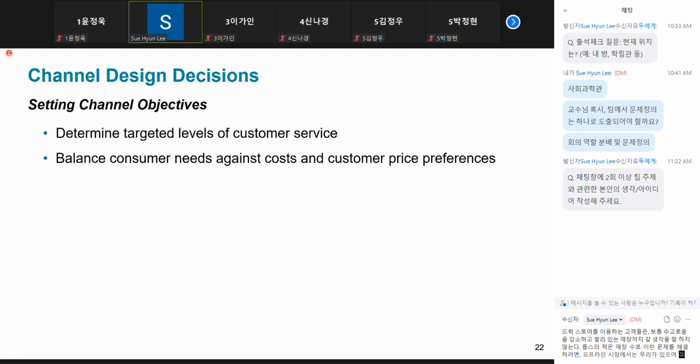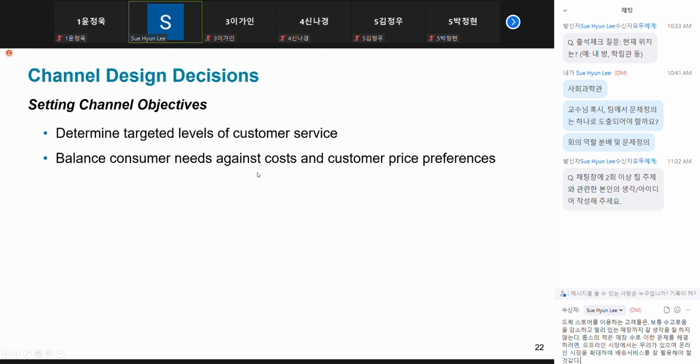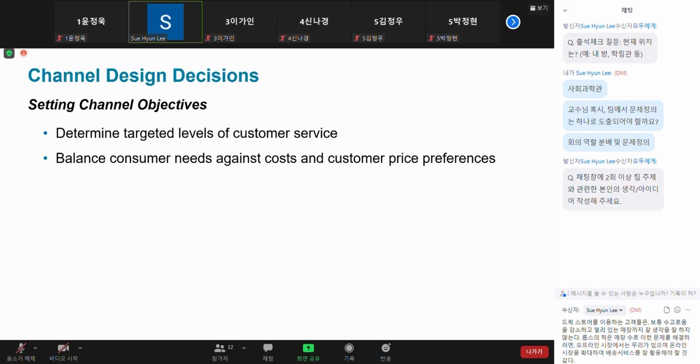Second, setting channel objectives. Companies should state their marketing channel objectives in terms of targeted levels of customer service. The company should decide which segments to serve and the best channels to use in each case. The company's channel objectives are influenced by the nature of the company, its products, its marketing intermediaries, its competitors, and the environment.